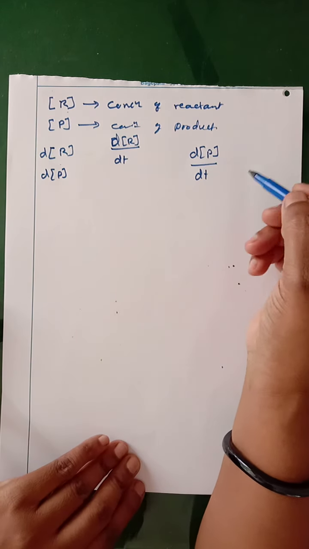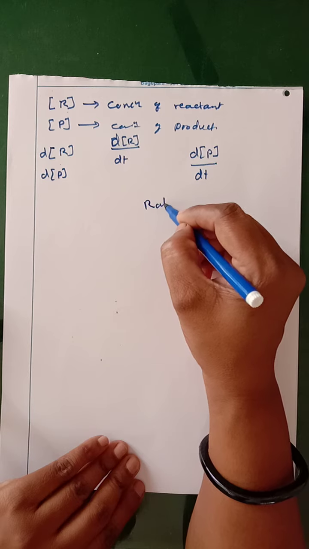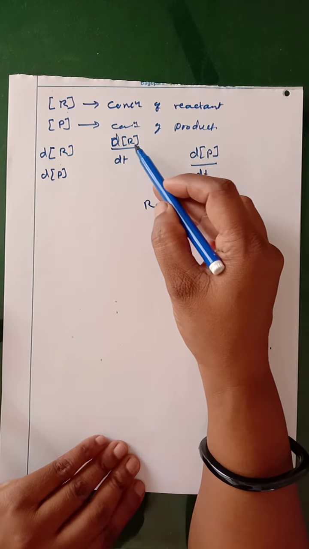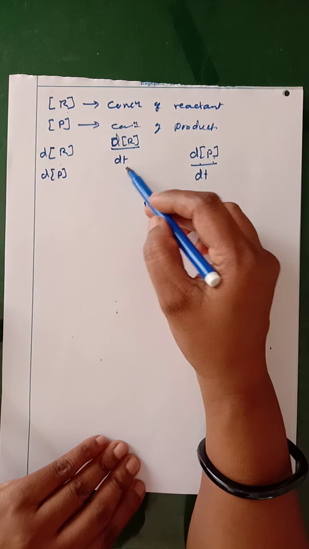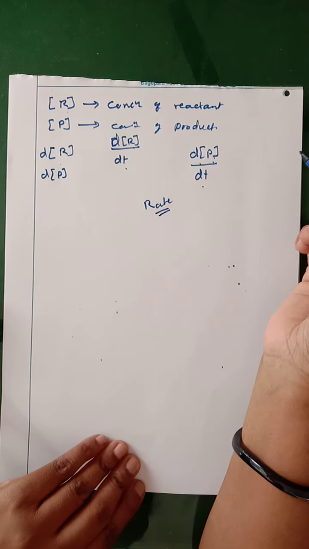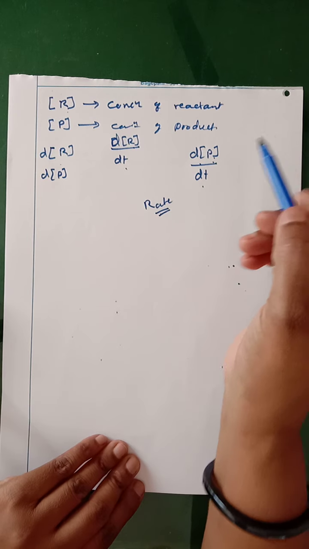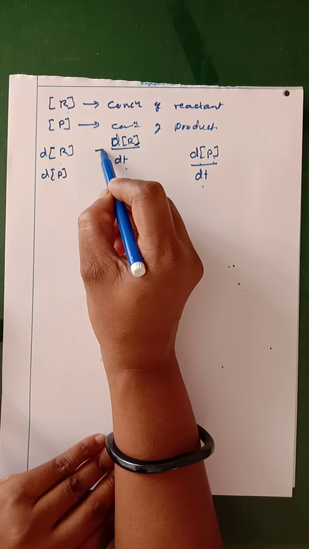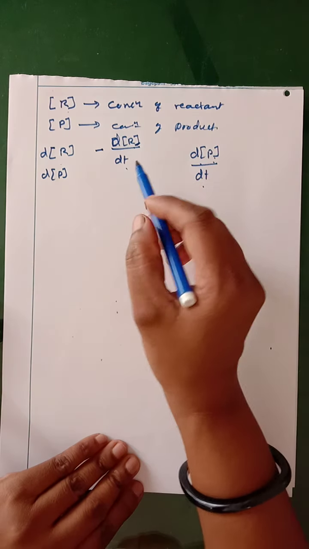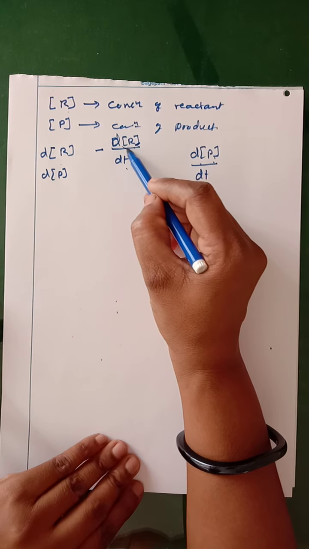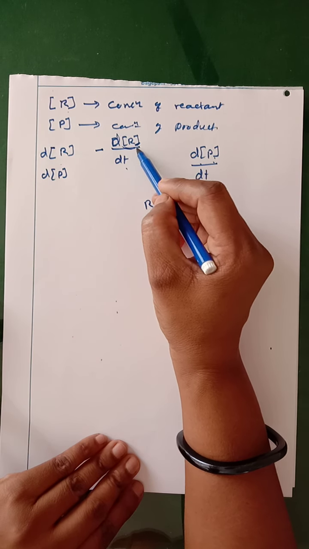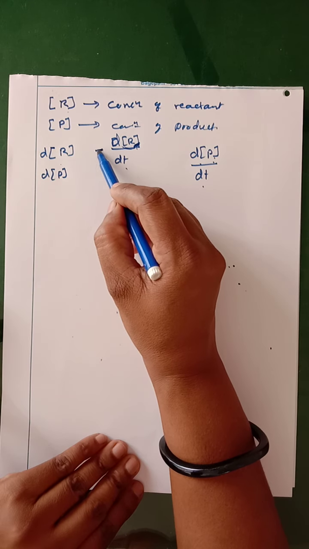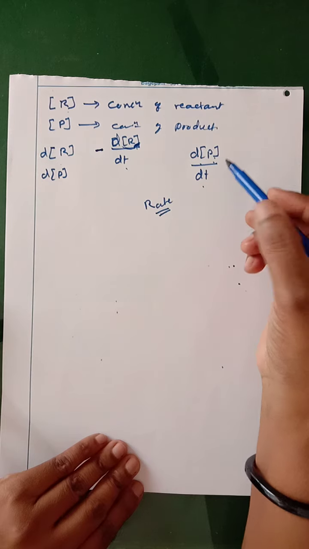So this ratio can be taken as the rate of reaction. The rate of a reaction can be defined as the change in the concentration of either reactant or product with time. And in terms of reactants, the rate of reaction gets decreased. Why? Because as time proceeds, the concentration of reactant gets decreased. Because of that, the rate of a reaction with respect to the reactants also gets decreased. That is represented by a negative sign.